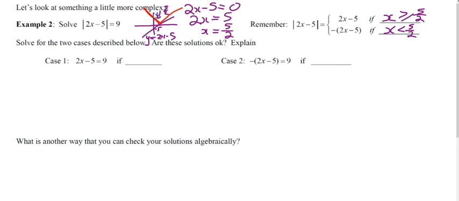Case number 1: 2x minus 5 is equal to 9 if x is greater than or equal to 5/2. So what we're going to do is solve. Go ahead, solve 2x minus 5 is equal to 9. Solve for x. Take a couple of steps, show your work.